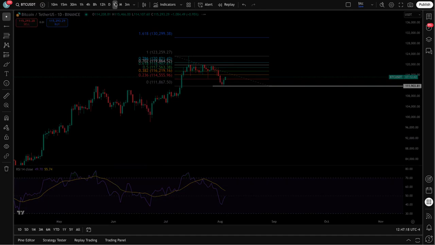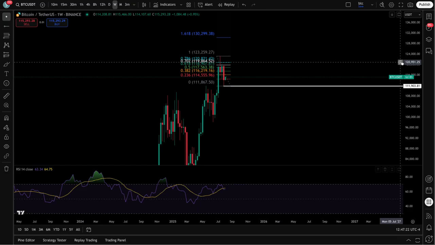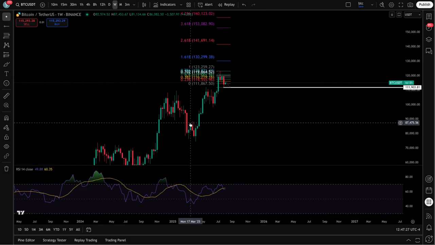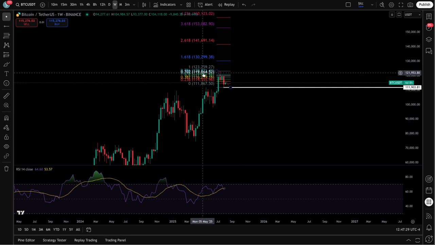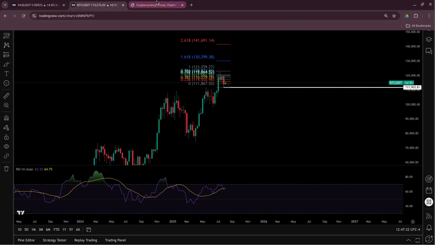On the weekly, no bearish divergence, starting to head back up here. It's looking good. We get up through 120, and then 130 would be the next target for this thing. We come over here on CoinMarketCap.